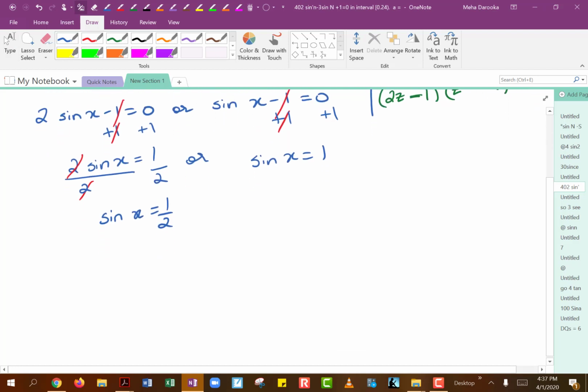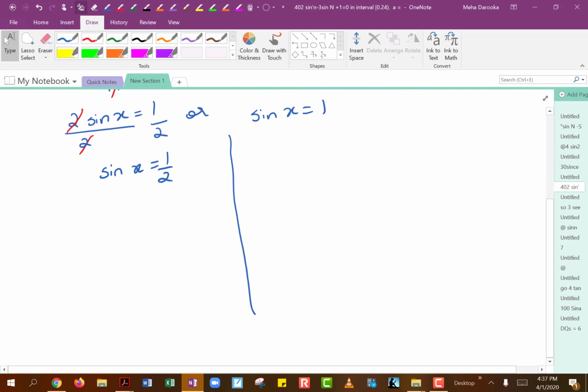Okay, so now for each one of these, we need to come up with our answers. So again, go back, look at your unit circle, and see for sine of x equals 1/2, what x values will work. So again, remember guys, we are doing specifically for the interval 0 to 2 pi here, and same thing for the other side.